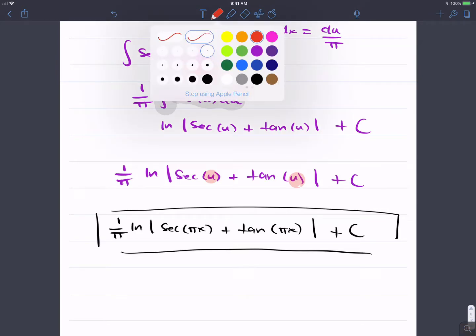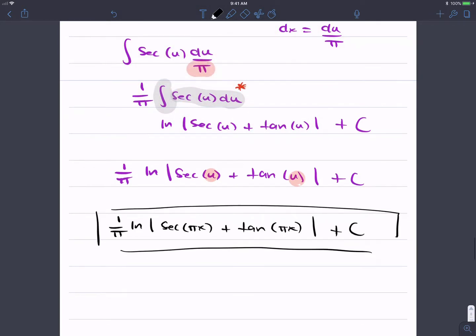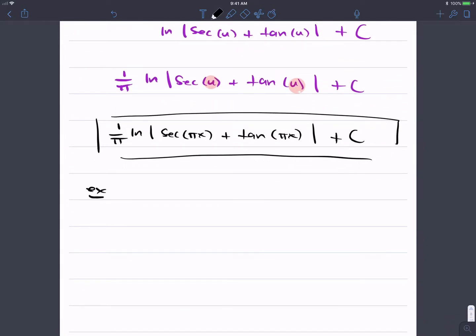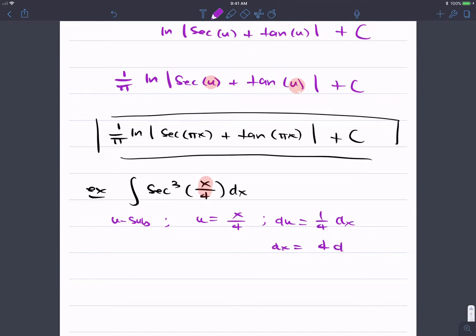Now similarly, we can have an integral using u sub that maybe is secant cube of x over 4 dx. So this is another odd power secant we looked at, and then notice we have x over 4 here. So we're going to use u sub. By u sub, u becomes x over 4, and then du is 1/4 dx, which means my dx is 4 du.